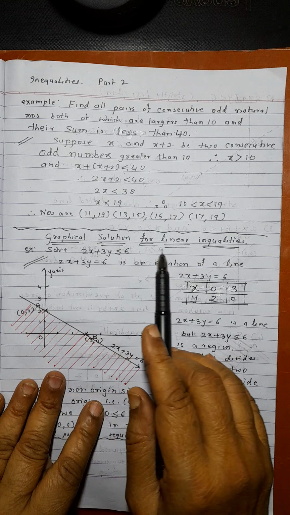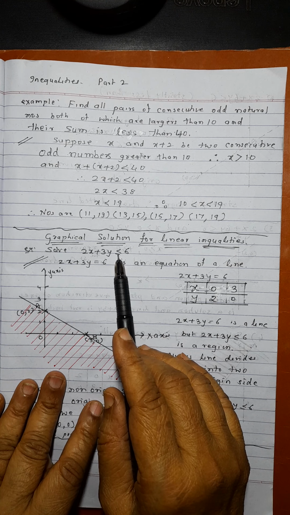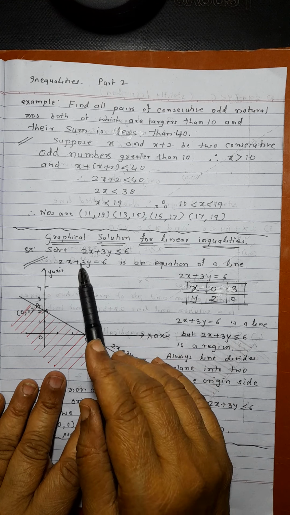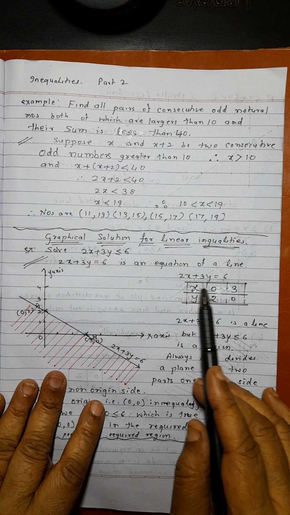Now graphical solution of linear inequalities. Solve this. Here remember the less than or equals to sign is there. First, to solve this we'll take the equals to sign and we'll take points here.